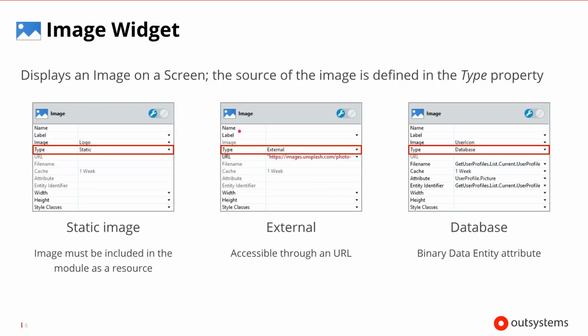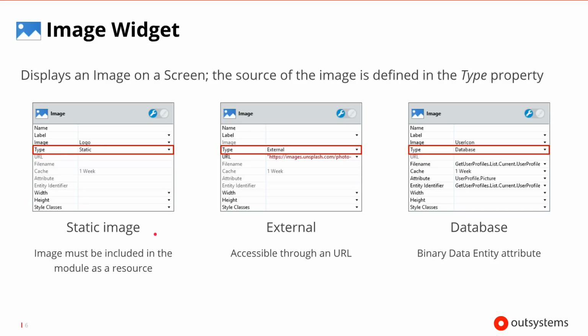We also have the image widget. So the image widget does what you would expect. It will display an image on the screen, and the source of the image widget will be defined by the type of image that we set.